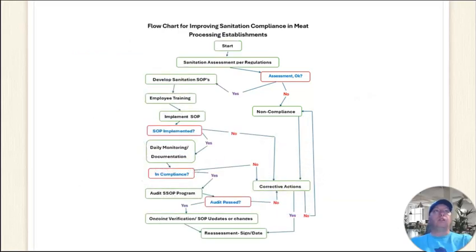Here we have the flowchart. This is used for mapping out the process when it comes to developing a sanitation program in an establishment. It can also be used as a tool to help determine what steps to take in the event of a failure in your sanitation system. Here we have some yes and no's, as you can see on here. Those help to guide you in the right direction. For instance, if the assessment was okay, yes, you would go on to develop your sanitation SOPs. If the assessment was not, you may receive a non-compliance, and so on.